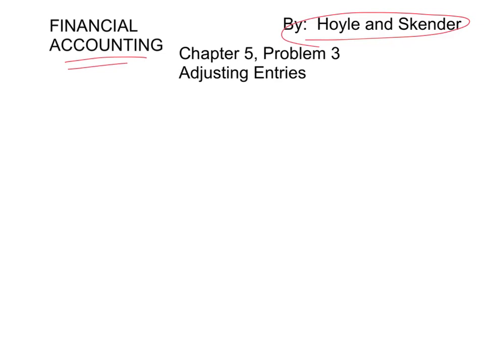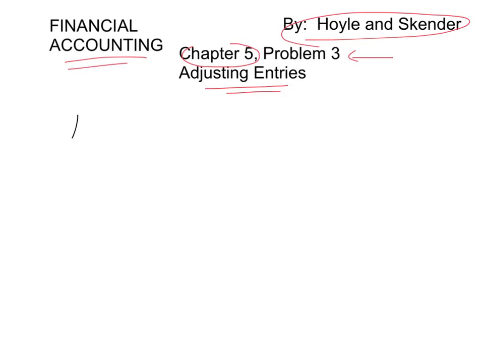We're going to look here in this video at adjusting entries, and we're going to do this by looking at chapter 5 of your financial accounting textbook and focusing on problem number 3, because that problem gives us a good indication of how adjusting entries are done. Now, before I work chapter 5, problem 3, let's talk about the process so far.